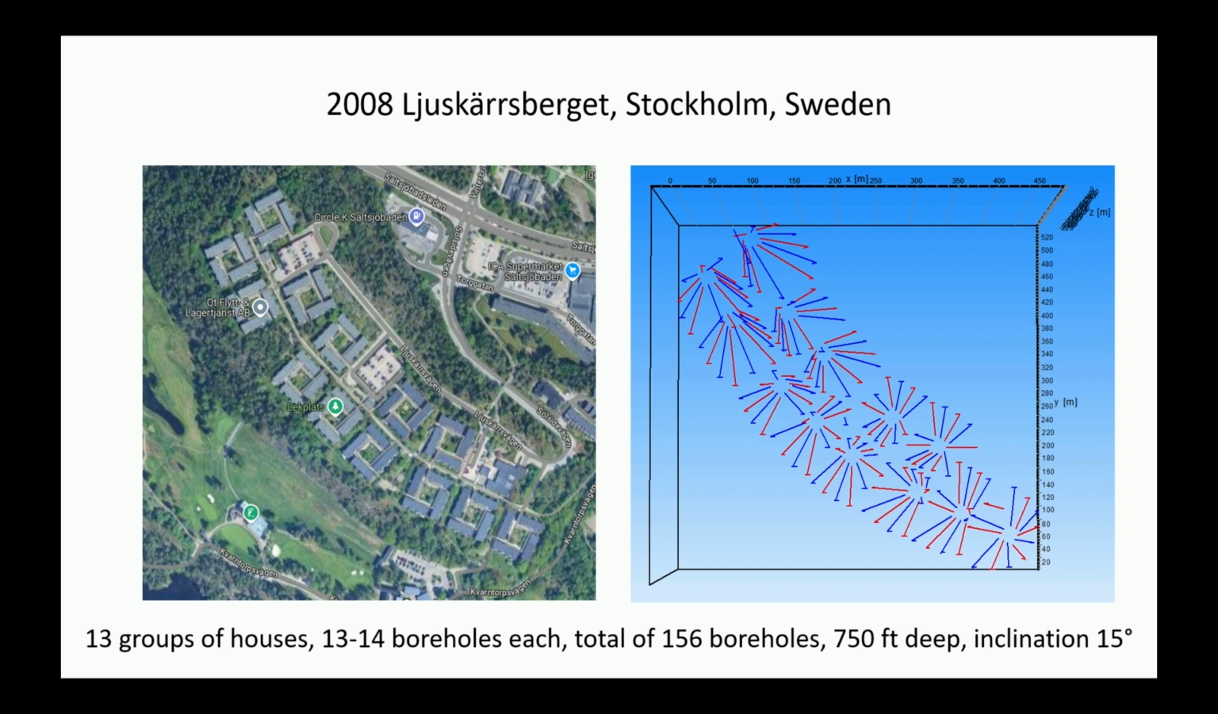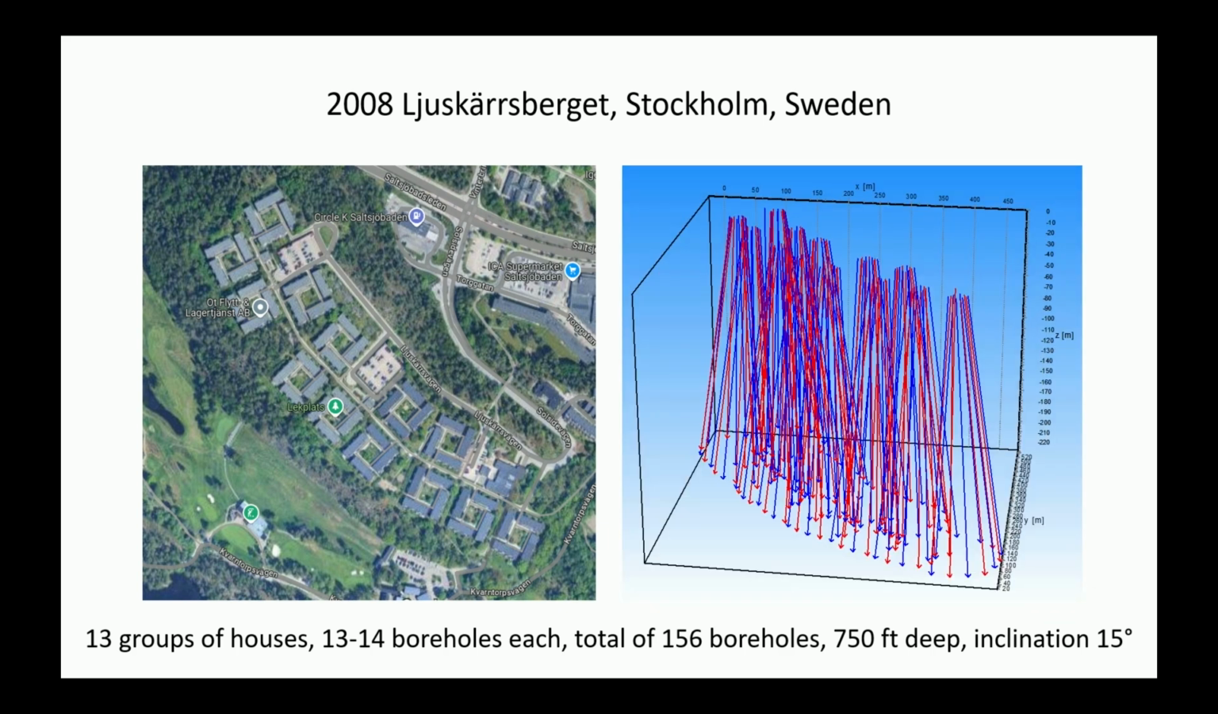The boreholes are drilled from the inner courts of each group of houses. The spacing between the boreholes is about 20 feet, and they are 750 feet deep, and the inclination for most of the boreholes is 15 degrees. You can see in some places they are close to each other, and then at some points it's constrained to 5 degrees. In total, 156 boreholes. Yeah, that's the way it looked from the side.